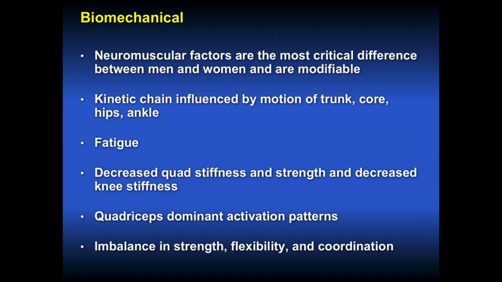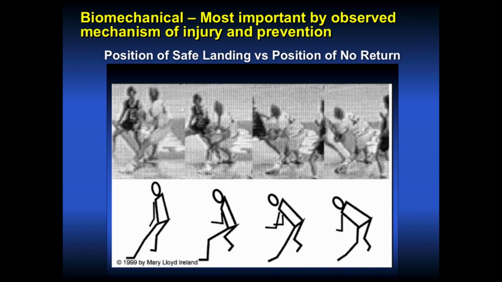Biomechanically, neuromuscular factors are the most critical difference between men and women and are modifiable. Kinetic chain is influenced by motion of the trunk, core, hips, and ankle. Fatigue is a factor. Decreased quad stiffness and strength and decreased knee stiffness is a factor for increased ACL injury in females. Quadriceps dominant activation patterns in females. Imbalances in strength, flexibility, and coordination are also biomechanical factors. The most important biomechanical factor is observing the mechanism of injury, and this also leads us to what we do with prevention programs. 2 different landing patterns.